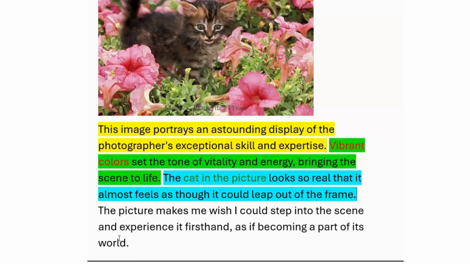Now, this is again kind of a standard sentence which you can use pretty much for any picture. The picture makes me wish I could step into the scene and experience it firsthand, as if becoming a part of its world. You can say that pretty much about any picture. Now, you can question that the picture might not be that great, but there's no one to judge whether the picture is great or not. It's very subjective. It might not be great for one person, but I might want to be there. So you can use that.